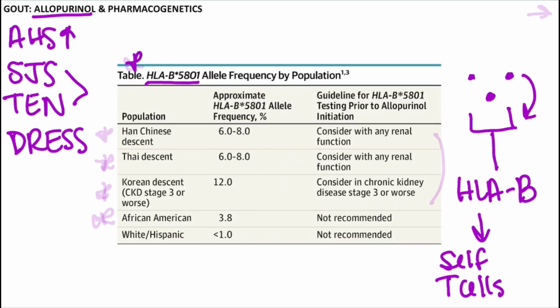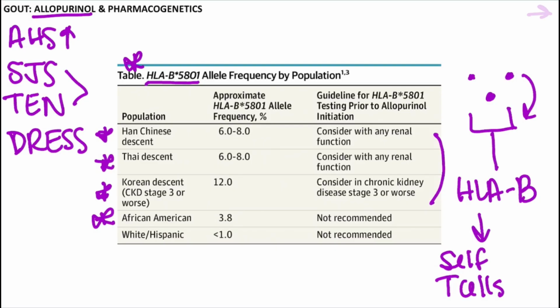The HLA-B5801 allele is most common among Asian subpopulations, notably in individuals of Korean, Han Chinese, and Thai descent. It is recommended that screening for this variant be performed on patients at higher risk due to race prior to prescribing allopurinol. And in the 2020 American College of Rheumatology guidelines, they now include African Americans in this high-risk group that would benefit from testing.